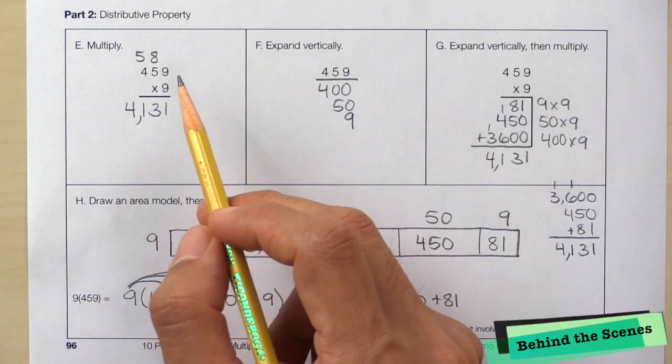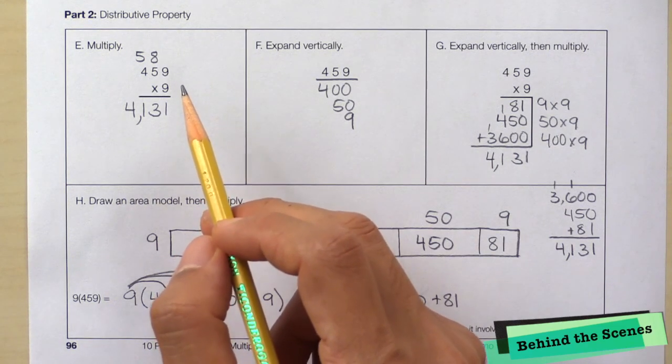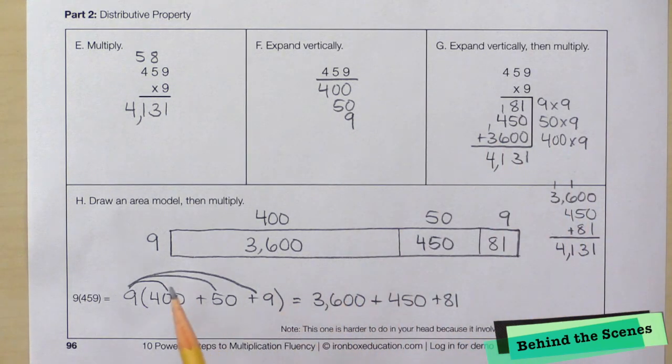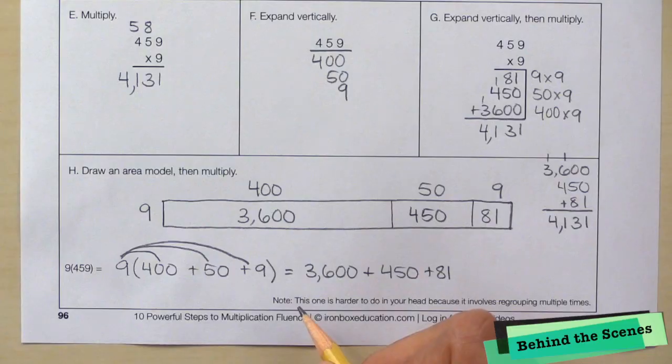I've already completed part 2, and this is what it should look like. The original problem was 459 times 9, and notice that it follows the same progression as part 1 above. This is what the area model looks like in box H. Take a look at the note at the bottom of box H because it's different from the previous note. Here, it says, this one is harder to do in your head because it involves regrouping multiple times.